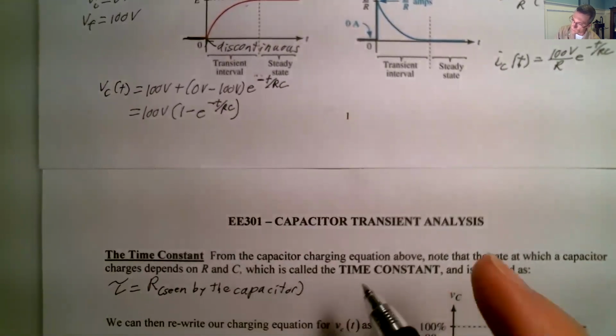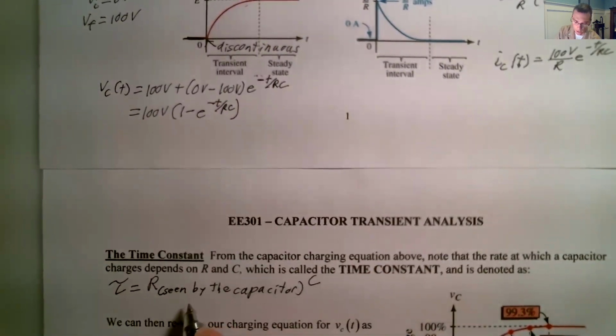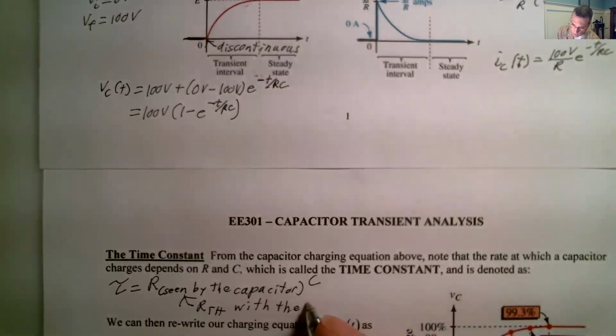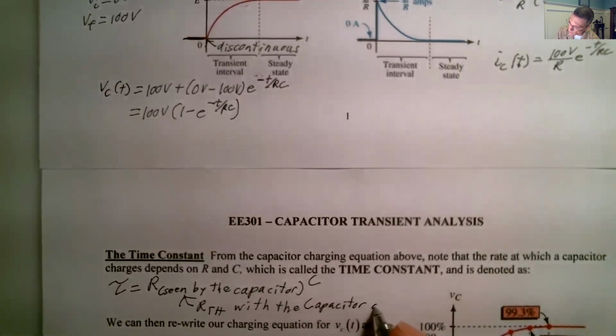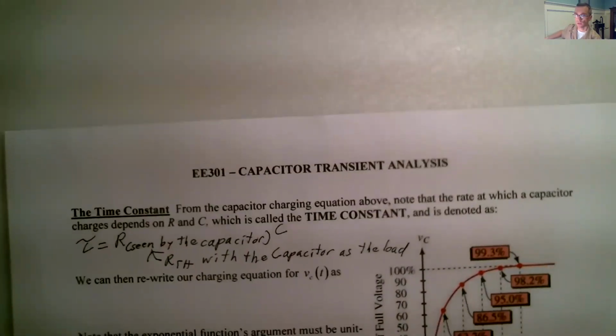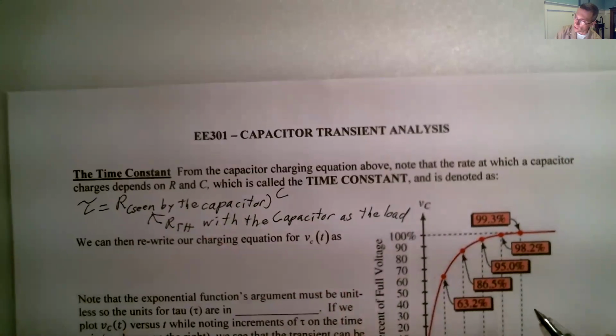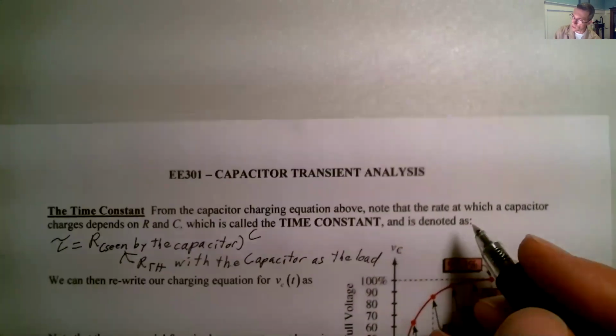Okay, and then you multiply by C. So seen by the capacitor. So what does that mean? That's R_TH with the capacitor as the load. Okay, so the Thevenin equivalent is useful for figuring out what happens with the time constant. So it's R_TH. Now, R times C, let's think about that.